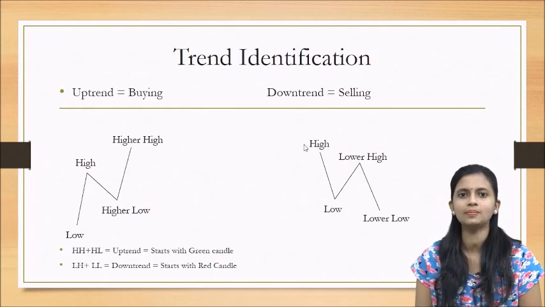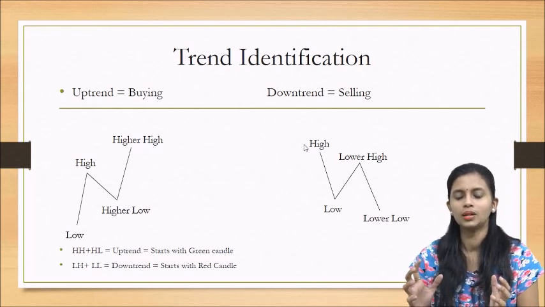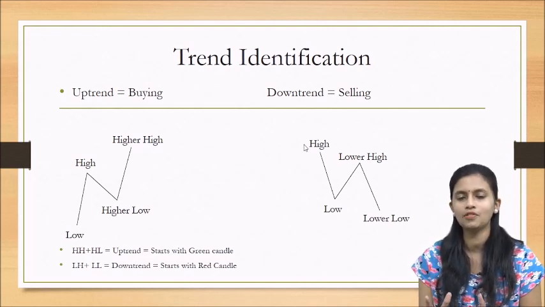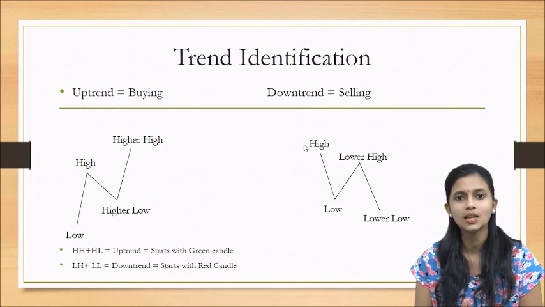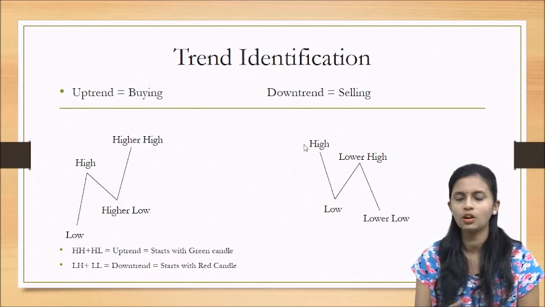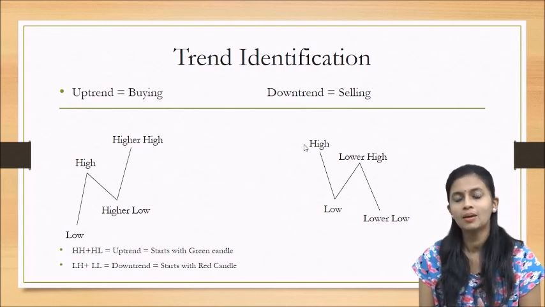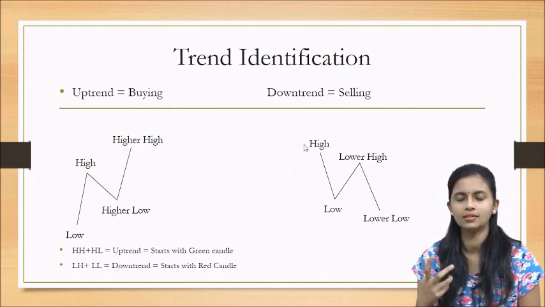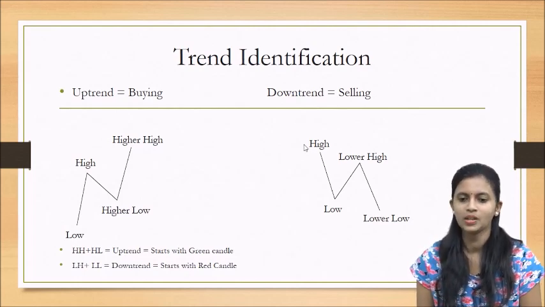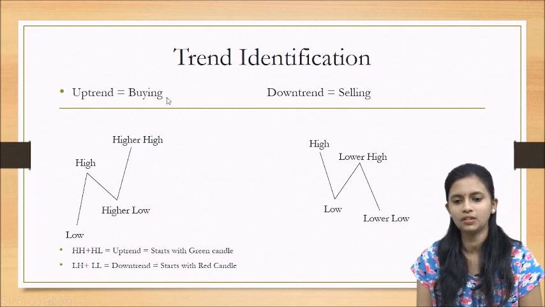So the next thing, in price action, the important thing which you have to understand is identification of trend. How will you identify whether a stock is doing an upward trend or a downward trend, or is it sideways? Then only you can make your proper entry and then only you can make an effective trade. So how will you identify the trend?